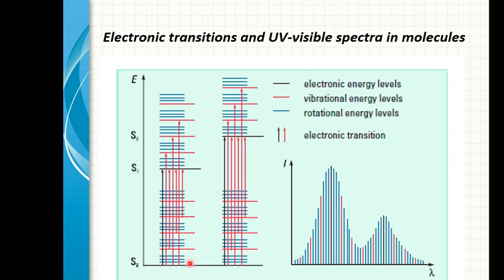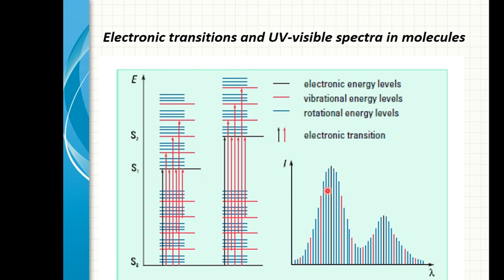So when we introduce high energy, it causes electronic transition. This electronic transition includes different vibrational and rotational transitions. Why? Because this is the highest energy compared with the vibrational and rotational transitions. So the vibrational and rotational transitions are included with the electronic transition.